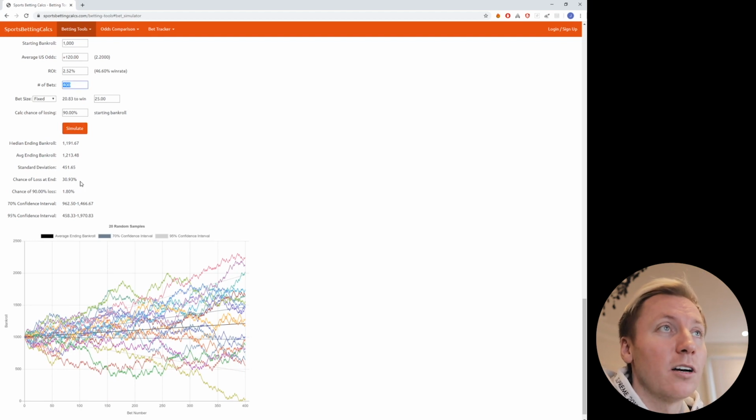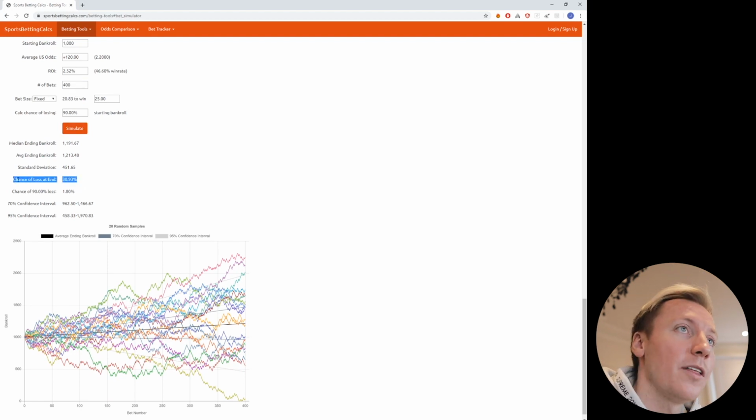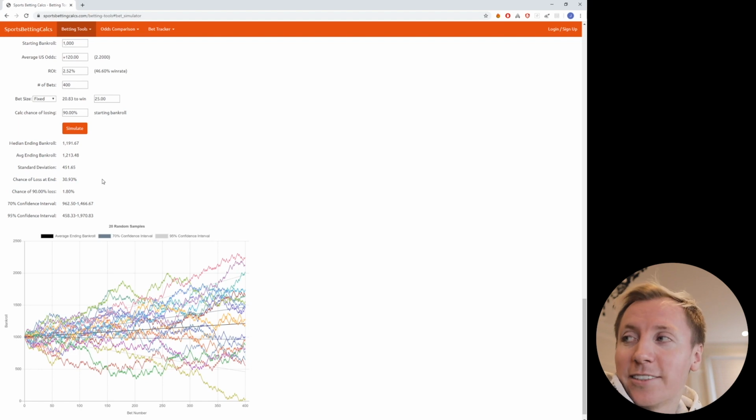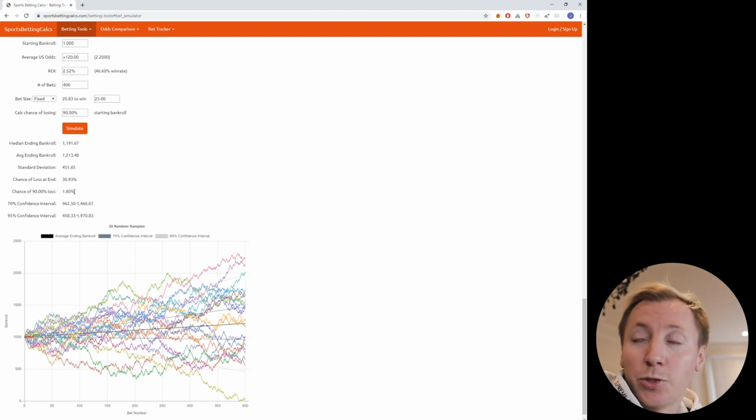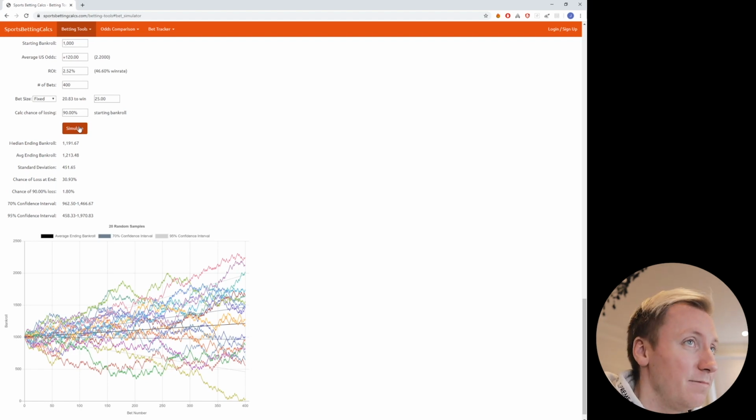So what we can see regardless is that the chance of losing in a month is close to 30%. Yes, and this is with a built-in edge or ROI of 2.52% against the bookmaker. That's correct. And the chance of losing 90% of your bankroll is like 2%. So it's quite low, but it does happen. It really sucks if you are in that bottom 2%, but it can happen, and that's something people should be aware of.